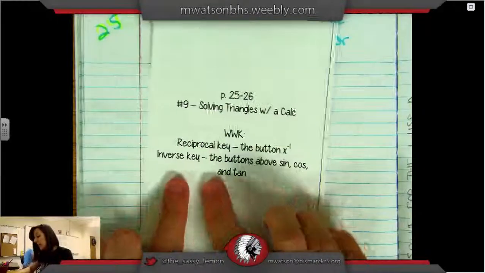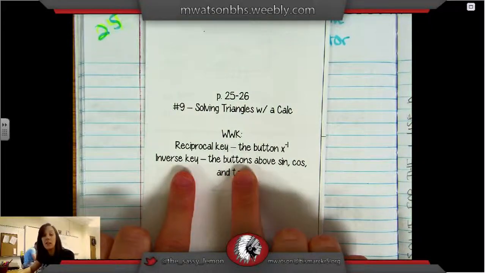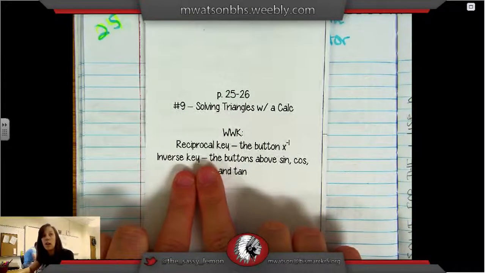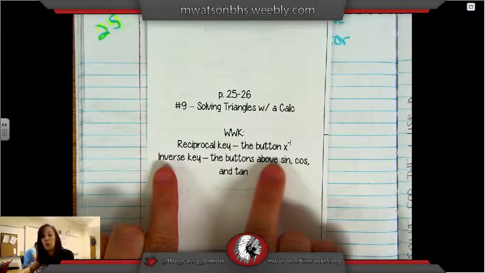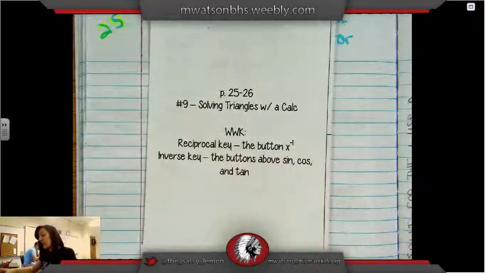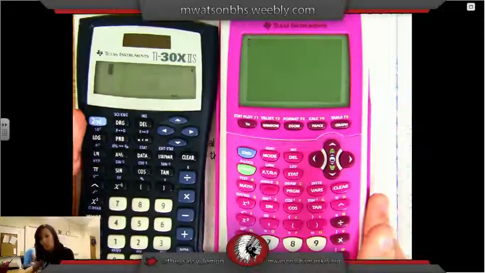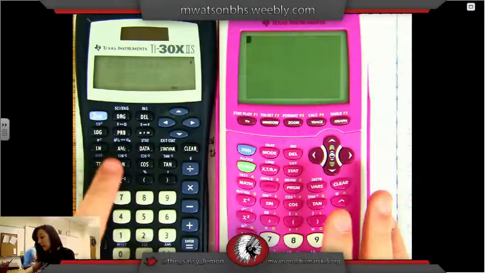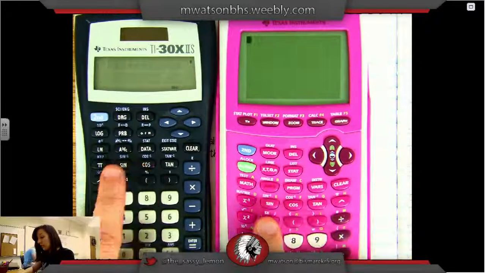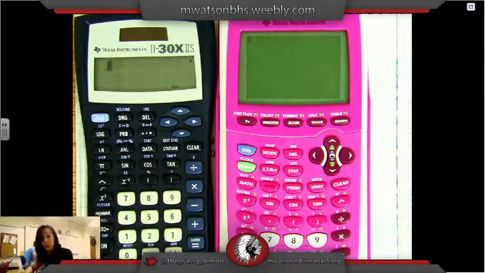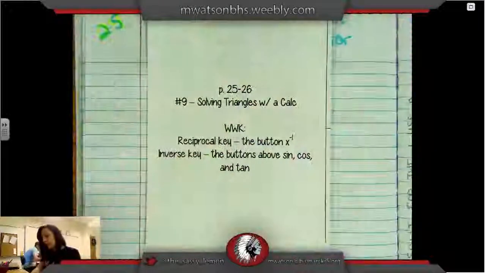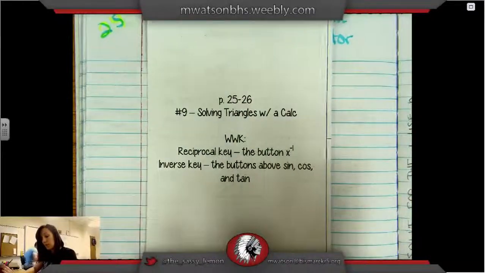Another key that we'll be using is the inverse keys. These allow you to undo a trig function, which we'll see in a little bit. But these are the buttons above sine, cosine, and tangent. So they are not the reciprocals. Okay, they are the inverse. So you can see really easily above sine, cosine, and tangent on the calculator. Those are in blue.